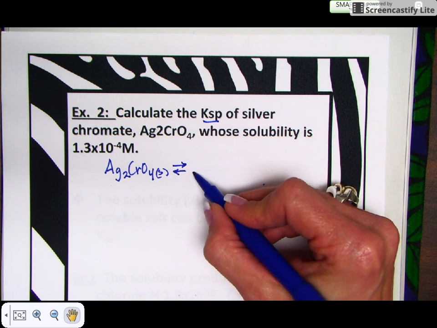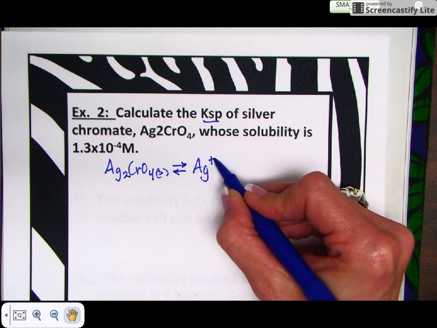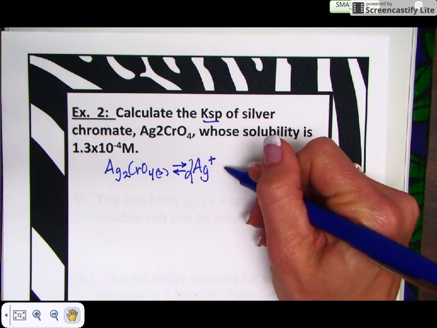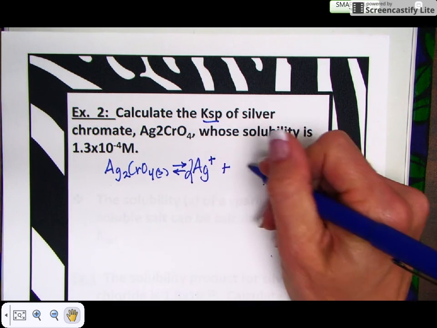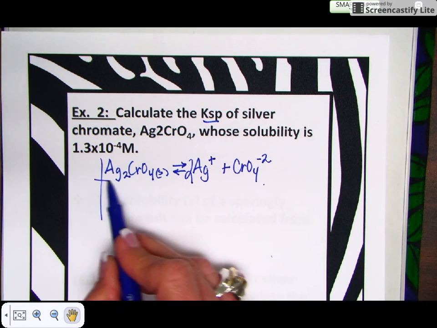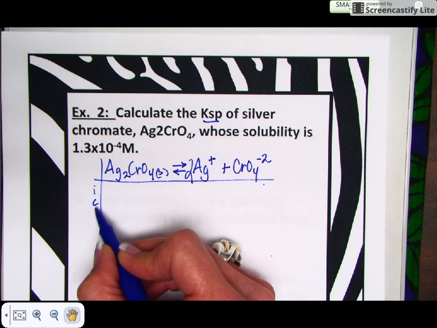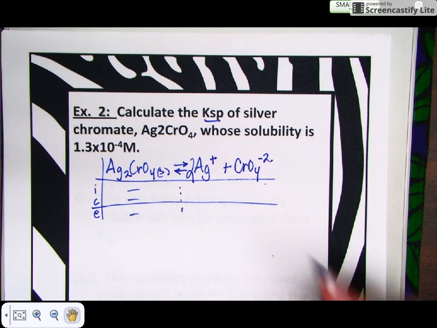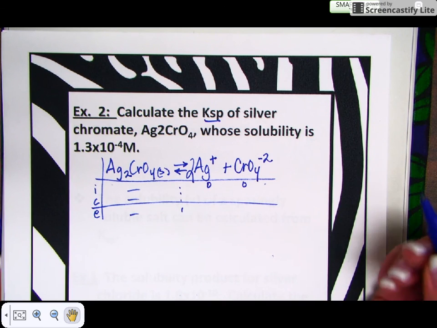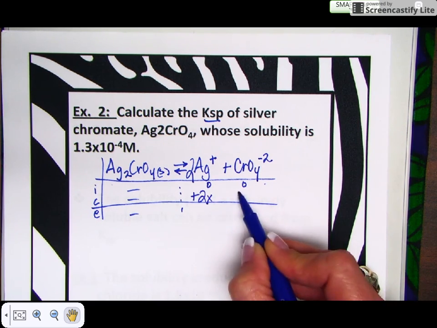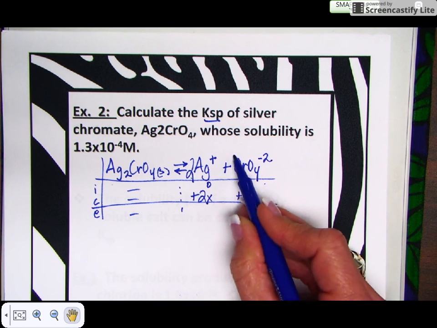Now when this pulls apart, the silver ion has a +1 charge. Notice there's 2 silvers here, so you put 2 silver ions. Chromate is CrO4 and has a -2 charge. Be very careful when you dissociate these so that you make sure your equations are balanced. Again, there's a 0 and a 0 here, and when the shift happens here, it's going to be +2x here and +x here because of the coefficients.